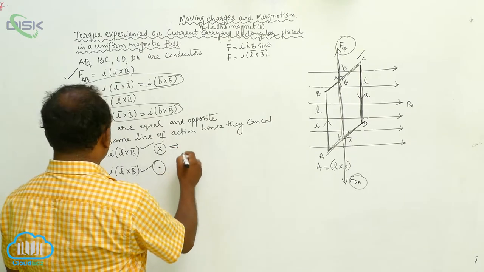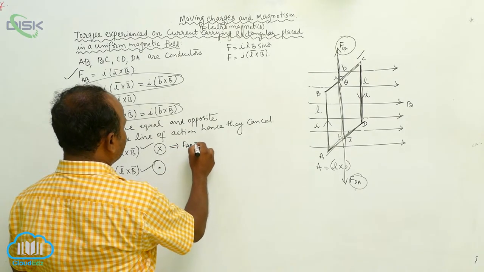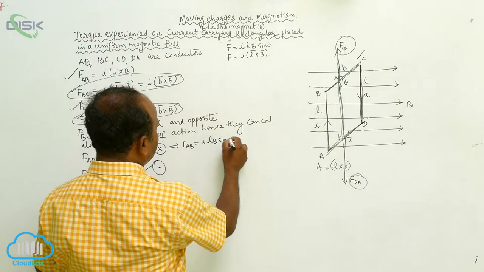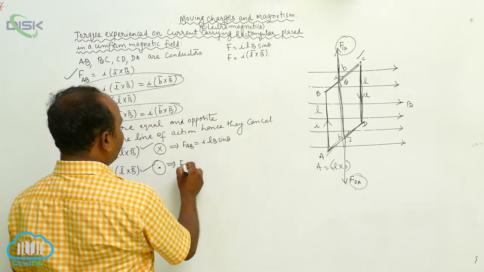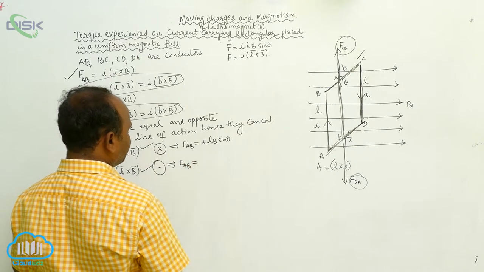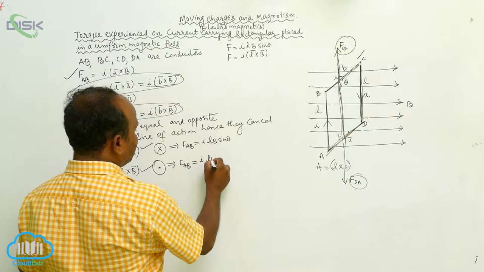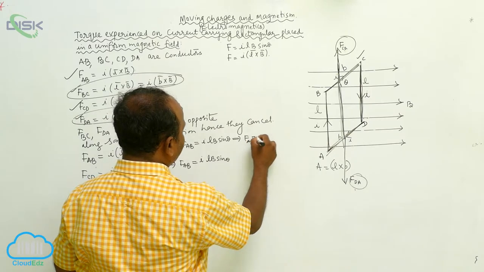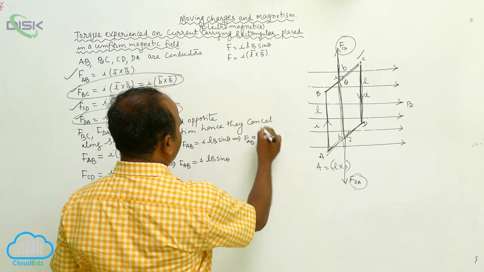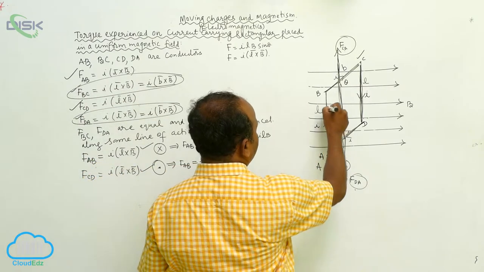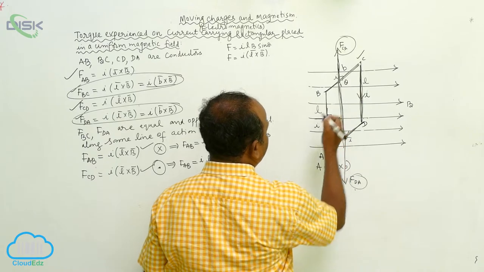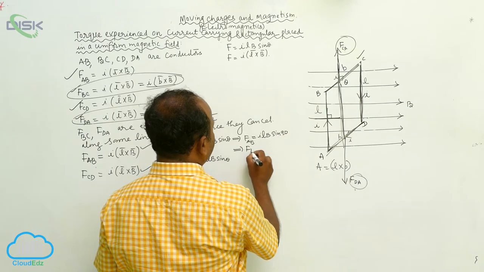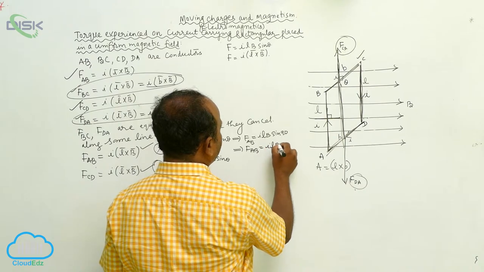That implies F of AB is equal to I into L bar cross B bar, that is ILB sine theta. Whenever you are simplifying, F of AB is equal to I into L into B. This is the current direction. This is the magnetic field direction. What is the angle? 90 degrees. Therefore, sine 90.